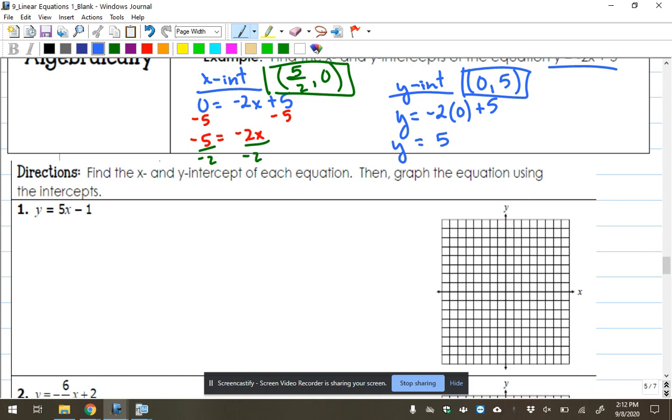All right, so let's look at this one, number 1. What's the x-intercept? How do I find the x-intercept? Yeah, 0 for y. So 5x minus 1, we add 1. 1 equals 5x. Divide by 5. You're right, and we get this fraction, 1/5.